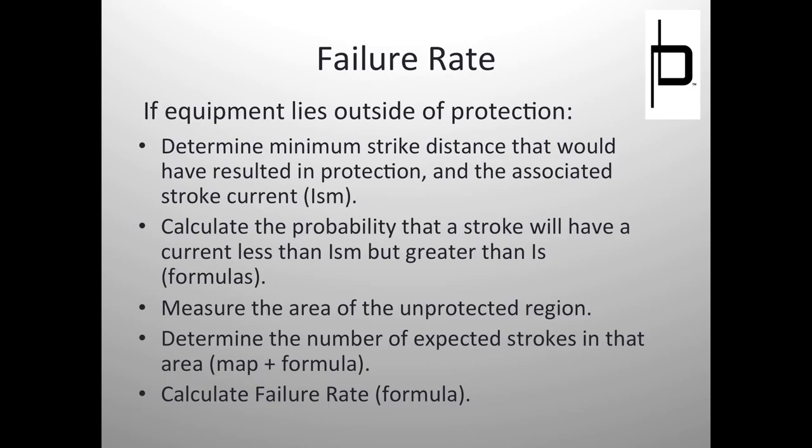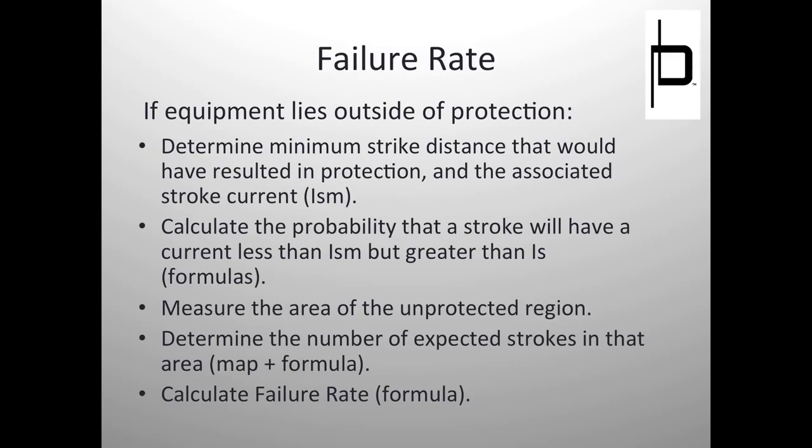These numbers are very, very small decimals, and it doesn't always make sense to say you're going to have 0.0005 failures per year. We typically take the inverse of that and say one failure every so many years. So you can expect one failure every maybe 100 years, or every 500 years, something of this nature.